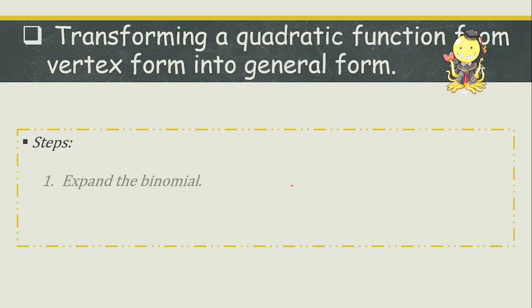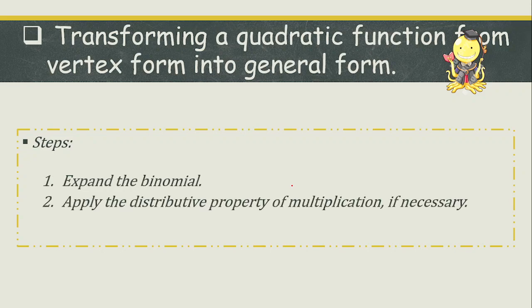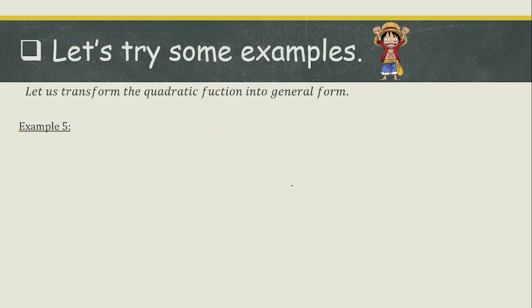So, here are the steps. Number 1, expand the binomial. Number 2, apply the distributive property of multiplication if necessary, kung kailangan lang. And number 3, simplify the last two terms. So let's try. Let us transform the quadratic function into general form. It means yung given dito sa next set of examples is nasa vertex form.